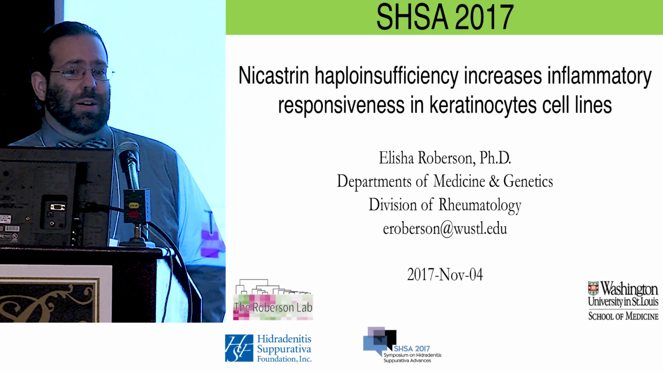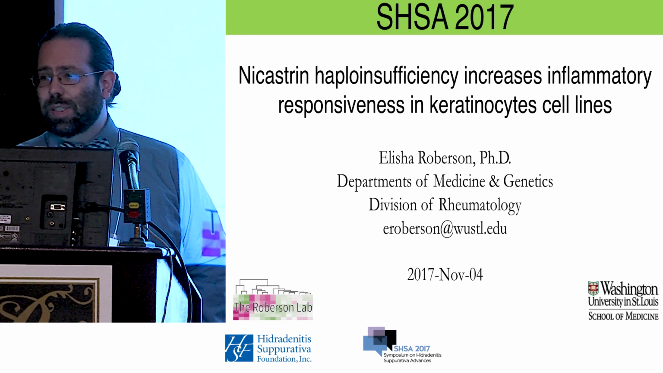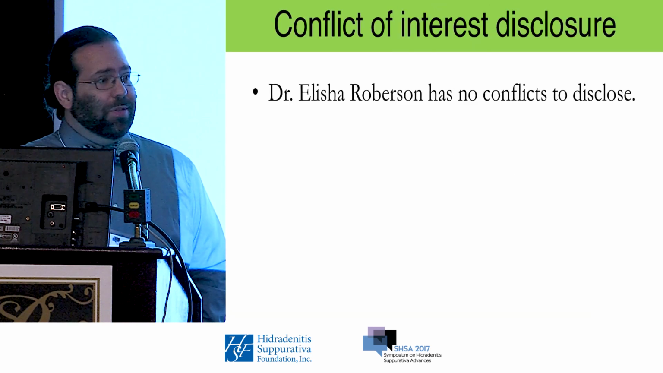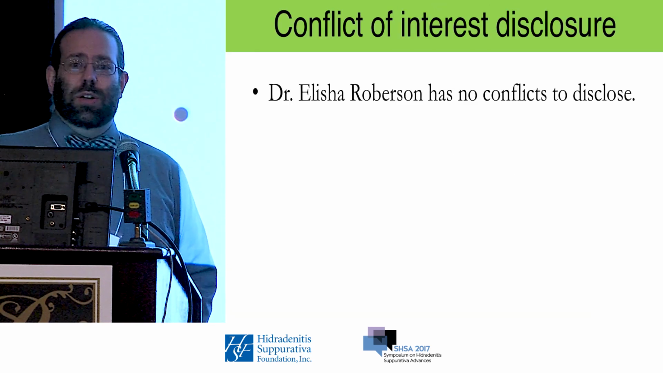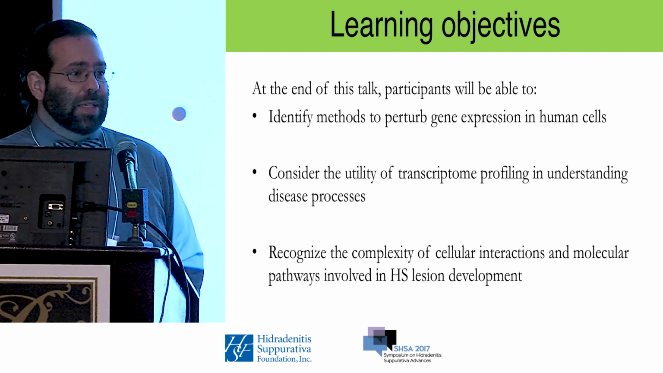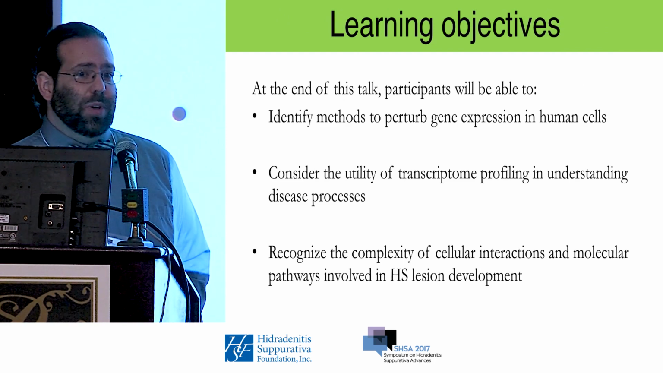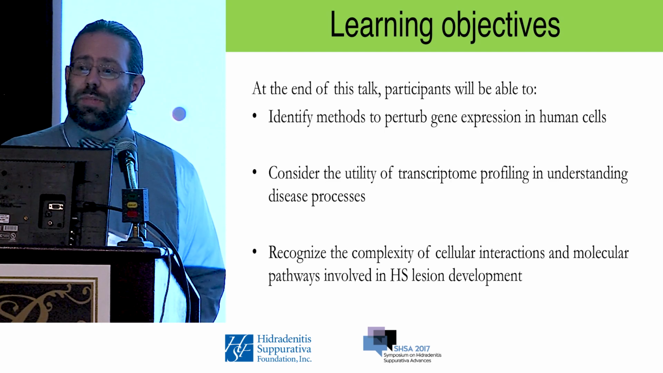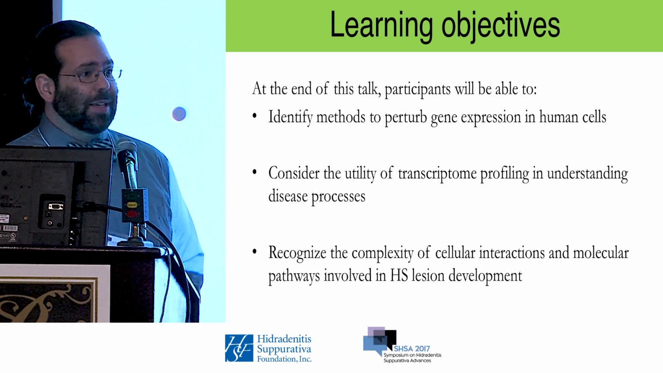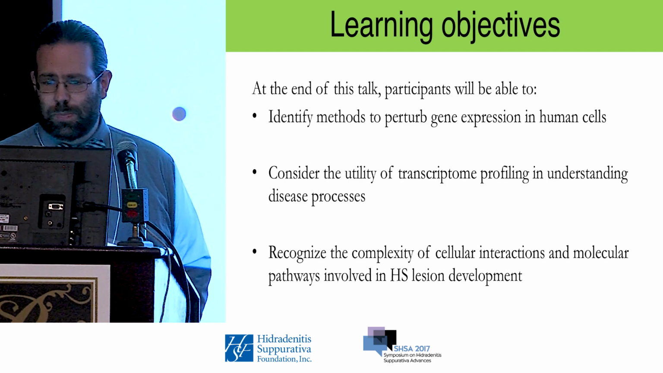I'm going to talk a little bit about a more basic question: what happens to human cells if they have low amounts of Nicastrin? I don't have any conflicts to disclose to you. I'm going to be describing some ways in which we can perturb the expression of specific genes and how we can profile those, in this case with transcriptome profiling. And even if you're working at the level of single specific kinds of cells, the answer is usually complicated rather than simple.